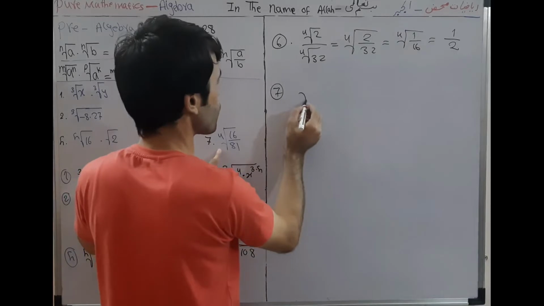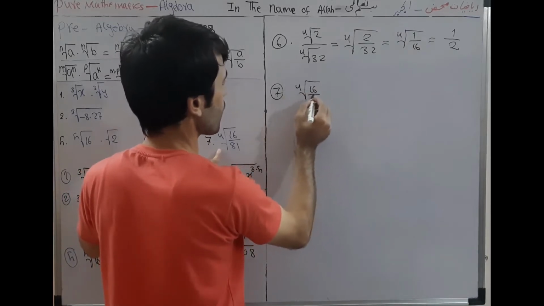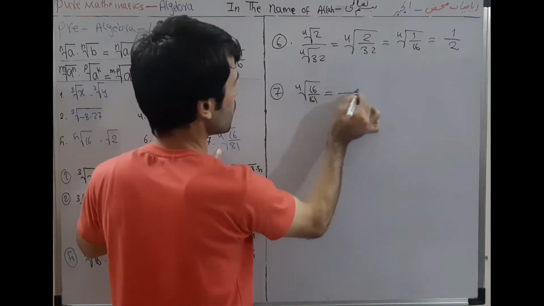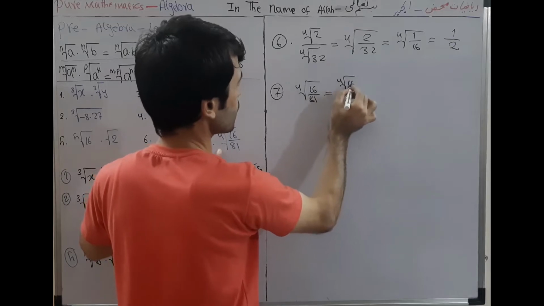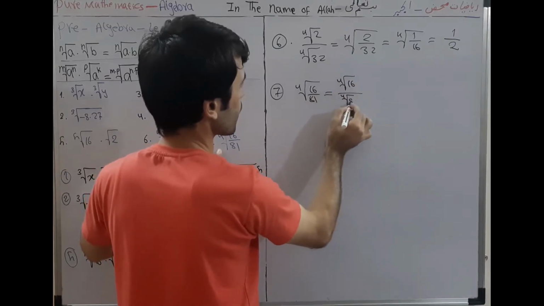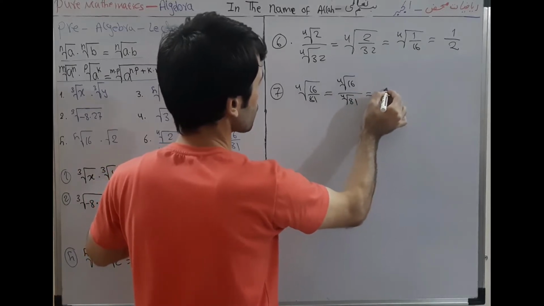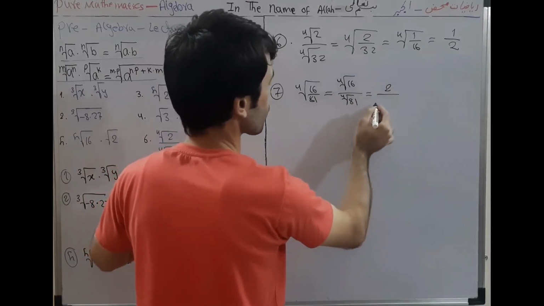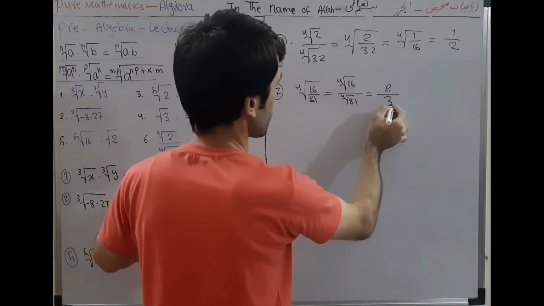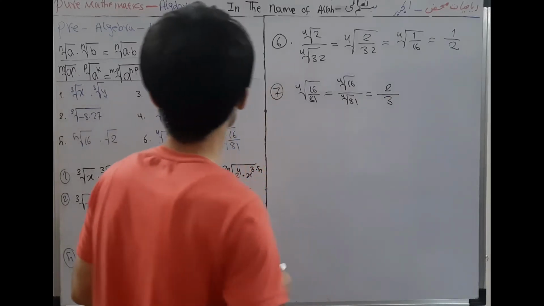Number 7. We have the fourth root of 16 over 81. It is equal to the fourth root of 16 over the fourth root of 81. The fourth root of 16 is 2. The fourth root of 81 is 3. So 2 over 3.